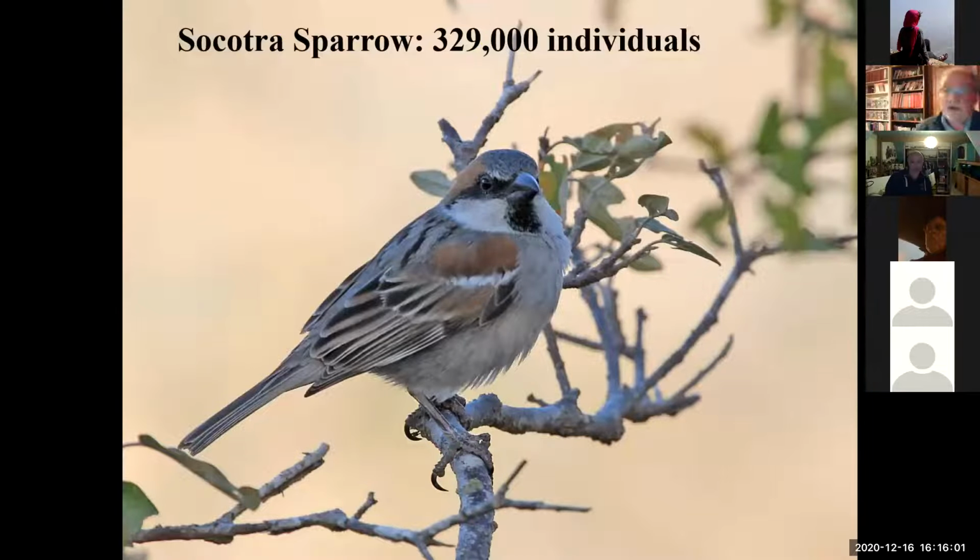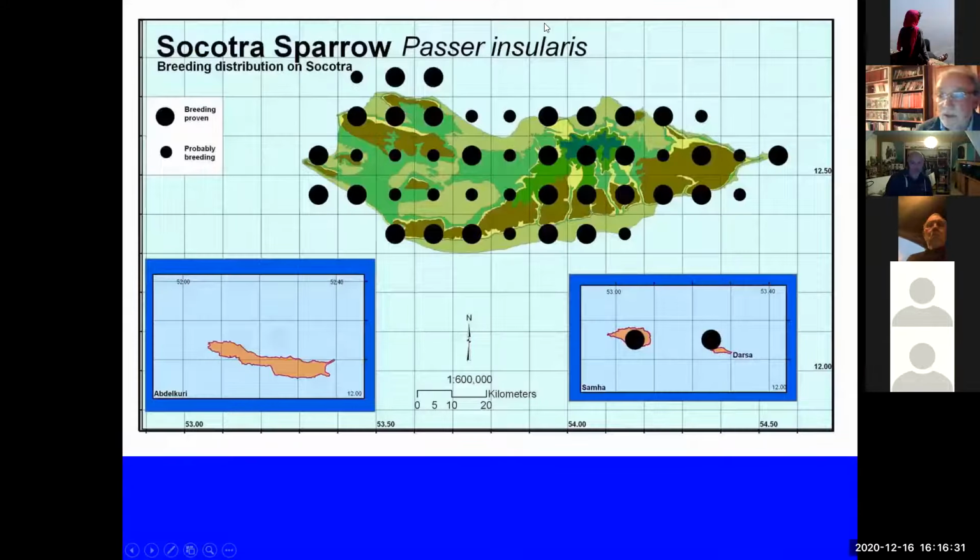Well, we learned that the Socotra sparrow was the commonest bird. Not perhaps unsurprisingly, but there it is. And the number of individuals, this was determined by the playing around with the maths from the line surveys, and we calculated and tested those calculations and came up with a figure of over 300,000 sparrows. And we also, as I mentioned, plotted their distribution, plotted the distribution of all the breeding birds.